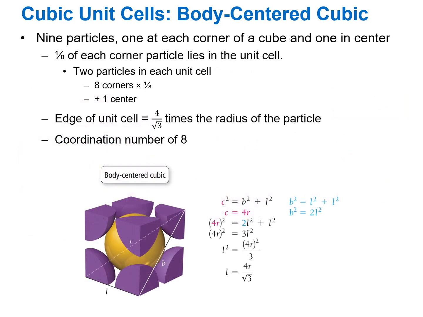Now, as we've seen, this body-centered cubic is made up of 9 particles. We have 1 in each corner, each contributing 1/8 of its volume, and then we have that one in the center. And the other thing that we can see here is at the edge of one of the units, we can calculate by using this value right here, or this amount times the radius. So what do I mean by that?